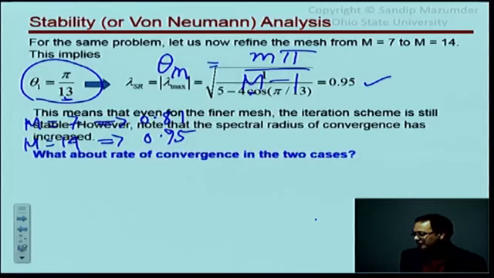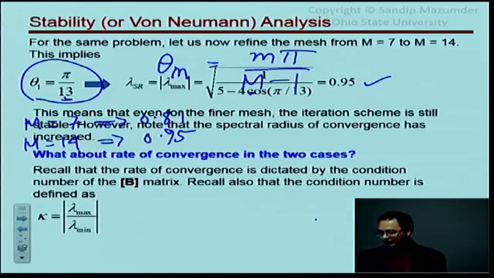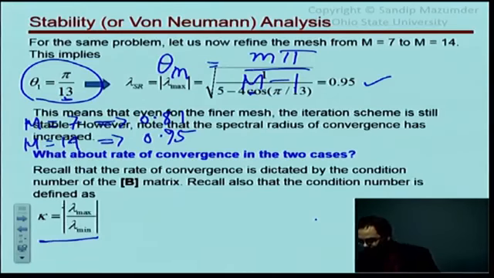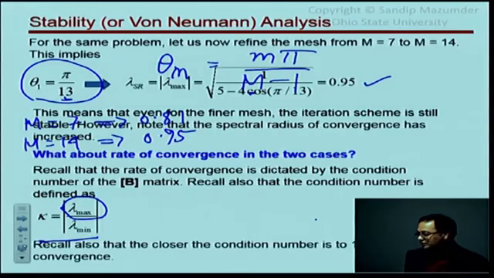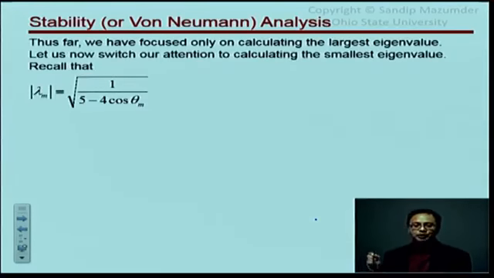What about the rate of convergence in the two cases? The rate of convergence depends on this ratio, which we talked about, the condition number of the B matrix. We've already calculated the numerator. Let's now calculate the denominator. The denominator will correspond to the maximum value of m. Lambda max corresponds to the smallest value of m.